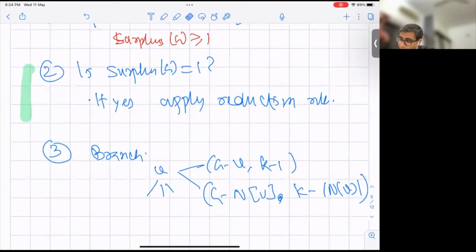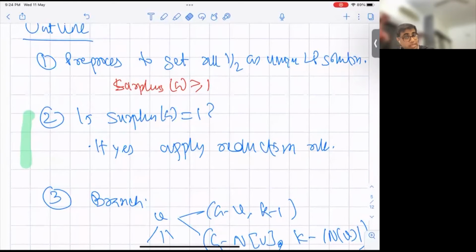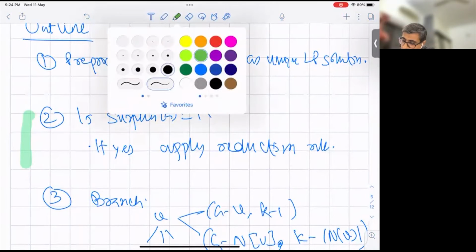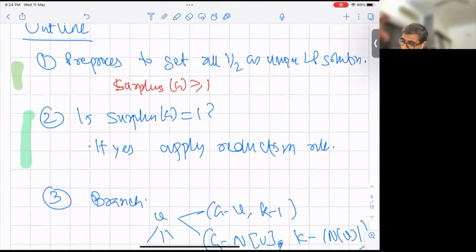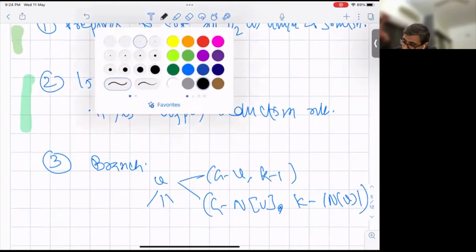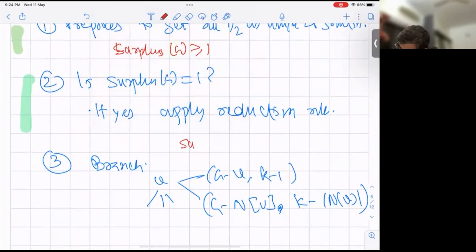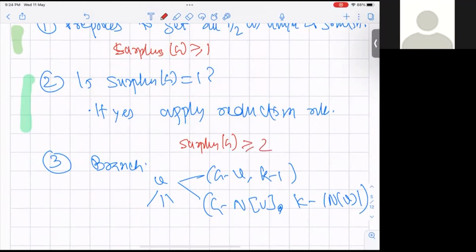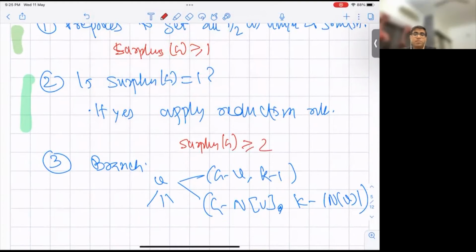That we can move to the branch stage. So what are we going to do? We are going to pre-process, get a unique solution. What I have not taught you is how to check whether surplus of G is 1. I will come to that. But if I did give you a set, you can apply the reduction rule, right? So what happens when 1 and 2 are not there? Then what is the surplus of this graph here? When you reach here, what is the surplus of G here? At least 2, right? And that is the stage when we branch.